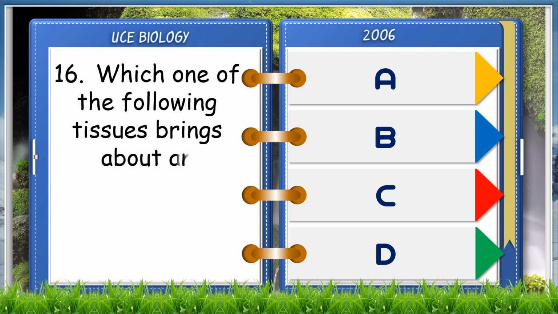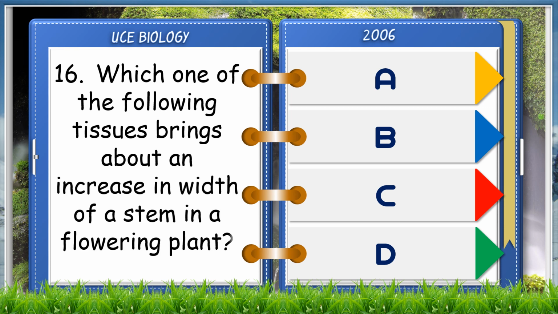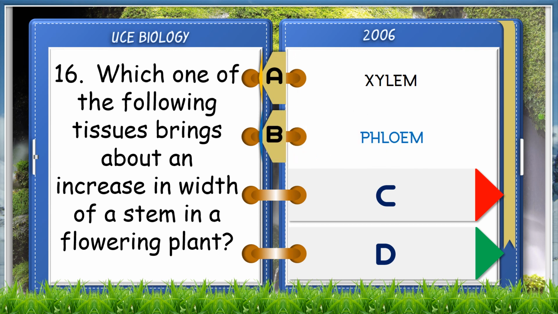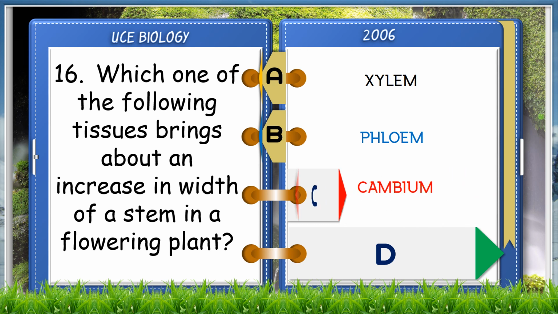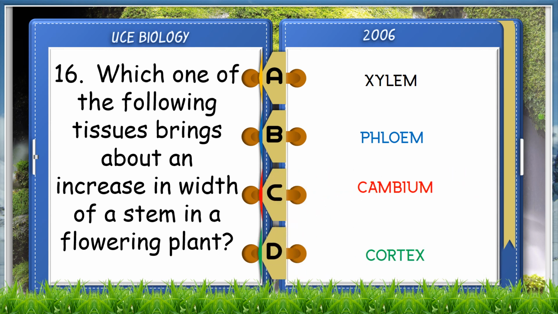Which one of the following tissues bring about an increase in width of a stem in a flowering plant? A. Xylem. B. Phloem. C. Cambium. D. Cortex. The answer is C. Cambium.